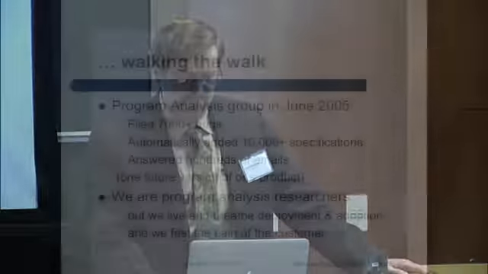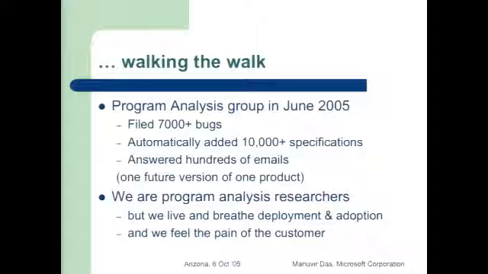And then walking the walk, he had this program analysis group that he was heading. In June 2005, they filed many bugs regarding Windows. They added 10,000 plus specifications to the Windows code base, and they answered hundreds of emails. So they were actually really embedded in the product, which was, like I said, a very important thing for him, even though they considered themselves program analysis researchers. So they were not operating system people.